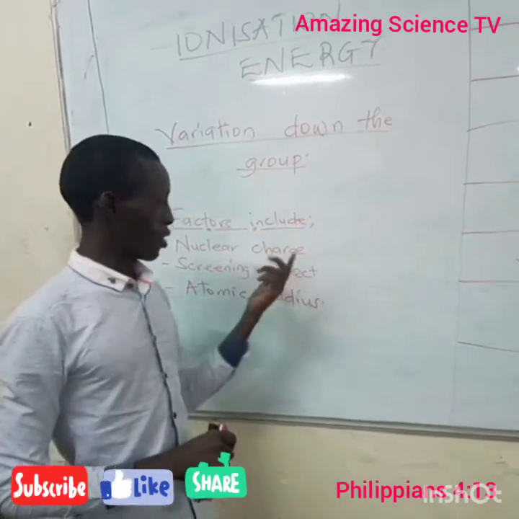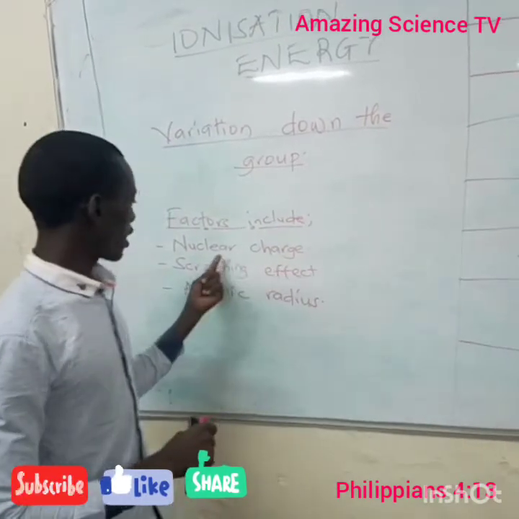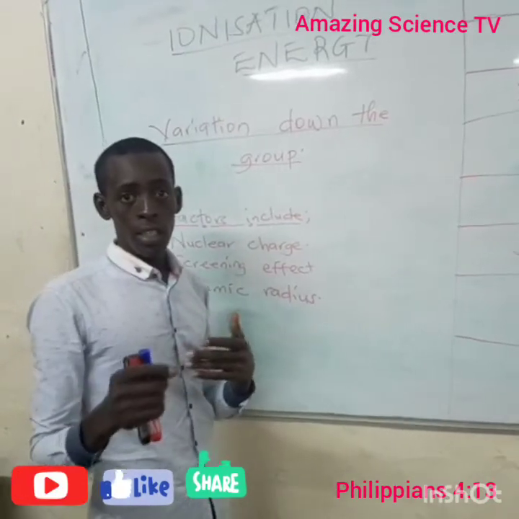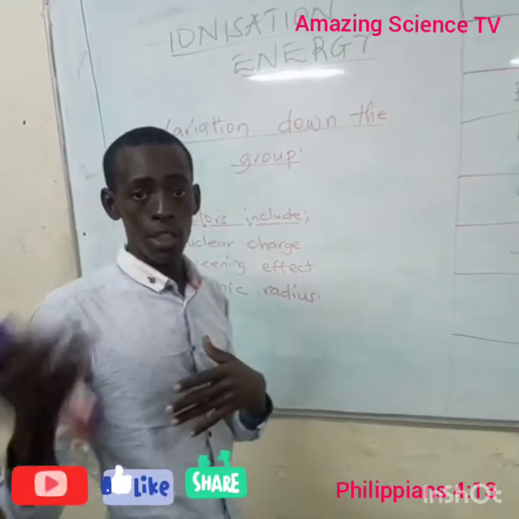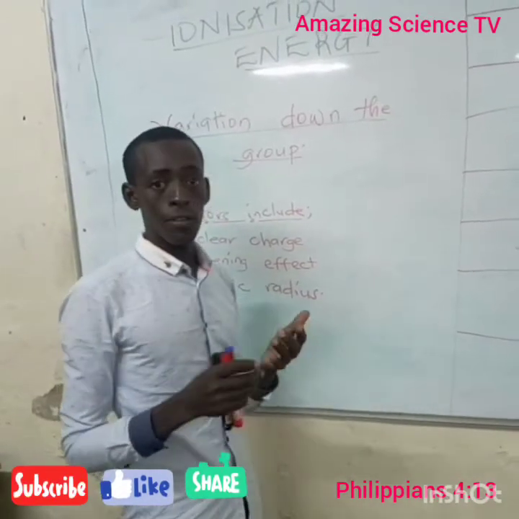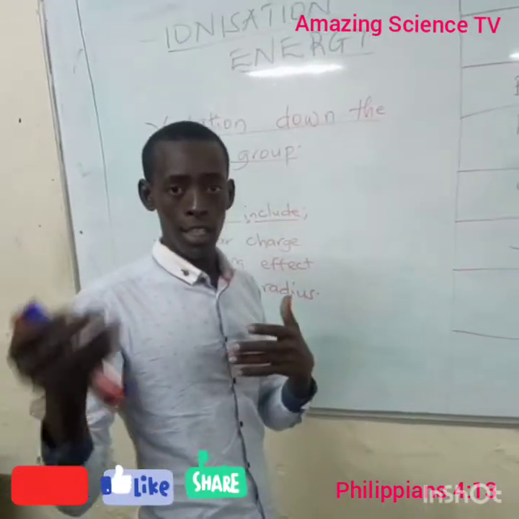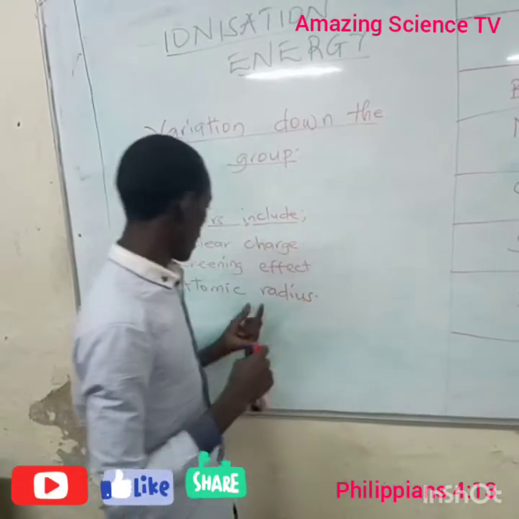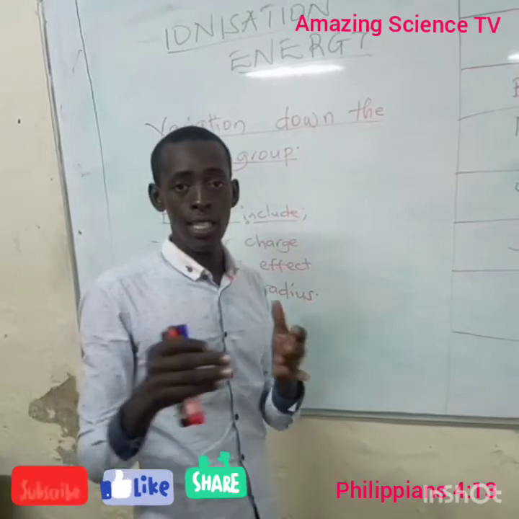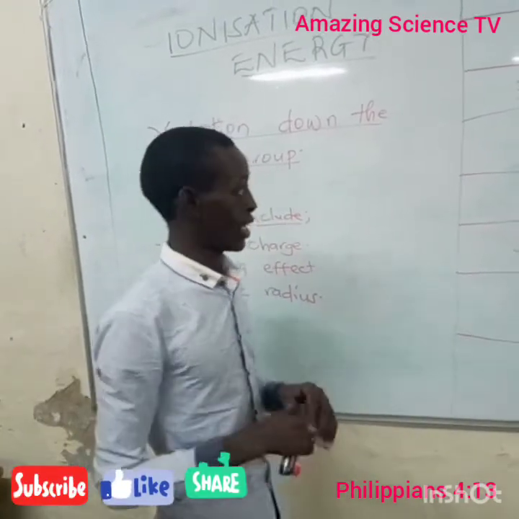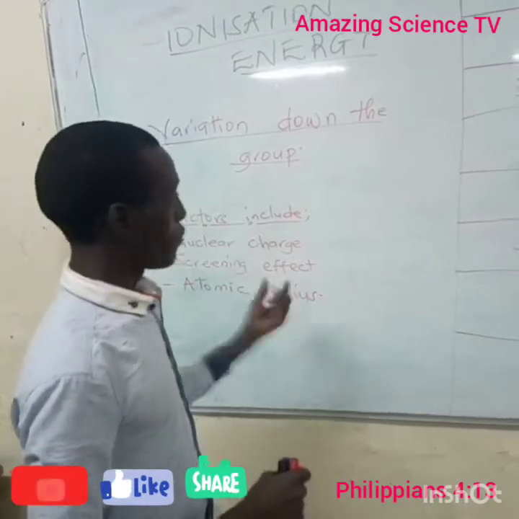What happens to the factors down the group? Nuclear charge, we talked about it as the attraction of the nucleus for the outermost electrons. Then screening effect refers to the repulsion of the electrons in the inner shells against those in the outer shells. Then atomic radius, we said it is the distance of closest approach to the neighboring nucleus. So, how do these vary down the group?